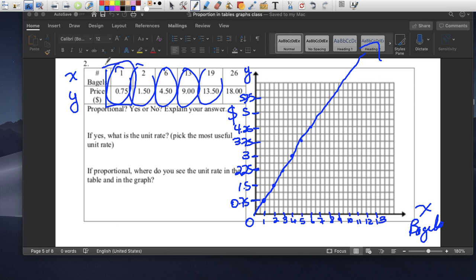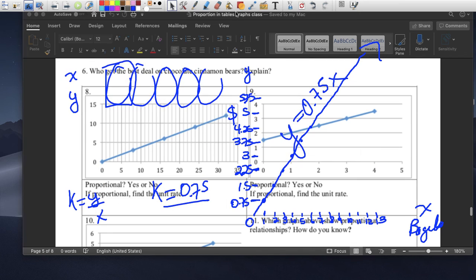Right? When you have the unit rate, you don't even have to calculate. You know that k is 0.75. Remember, k equals y over x. So if you divide 75 cents by 1 is 75 cents. $1.50 divided by 2 is 75 cents. $4.50 divided by 6 is 75 cents. So you're going to get 75 cents again and again and again, which makes our equation y equals 0.75x. I think that was all you have to do. All right. And that's that.